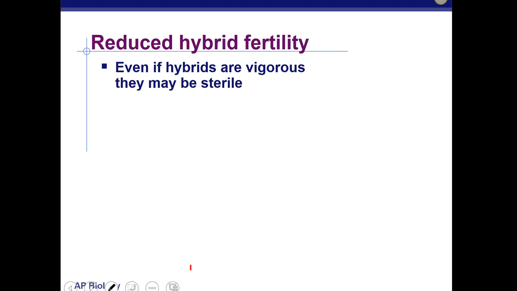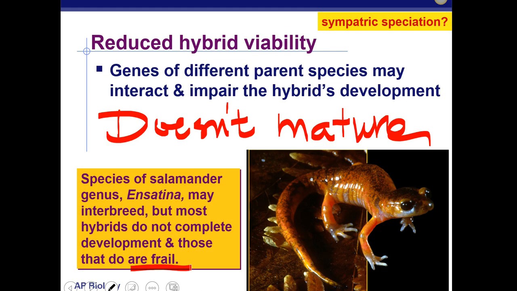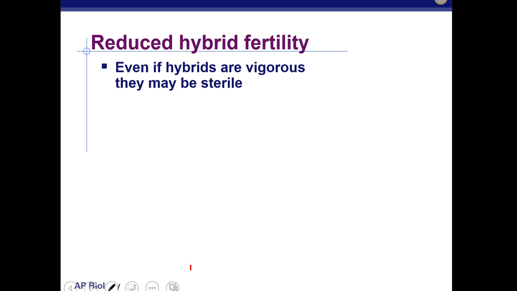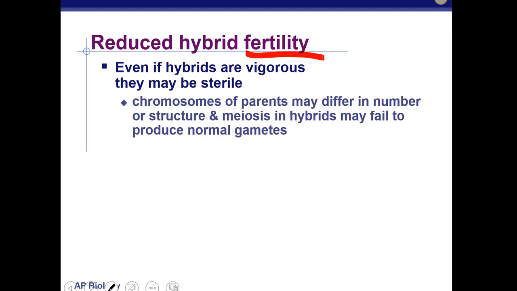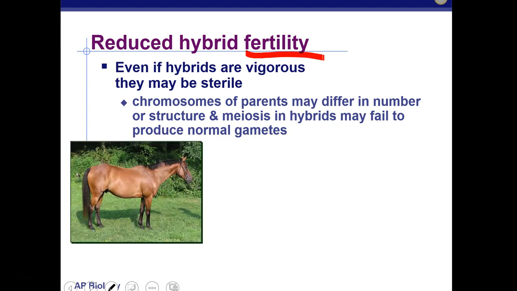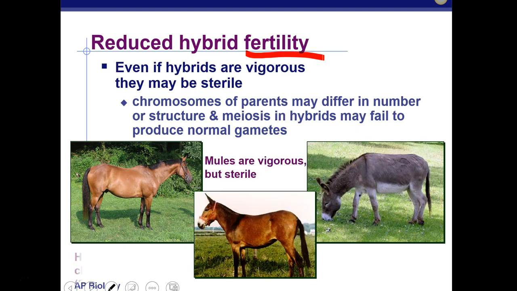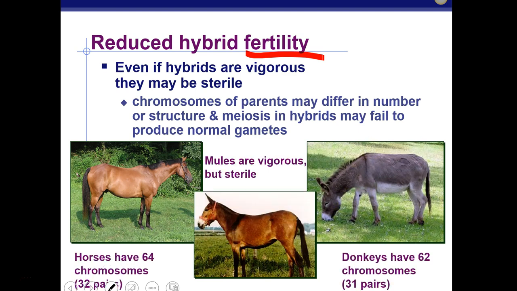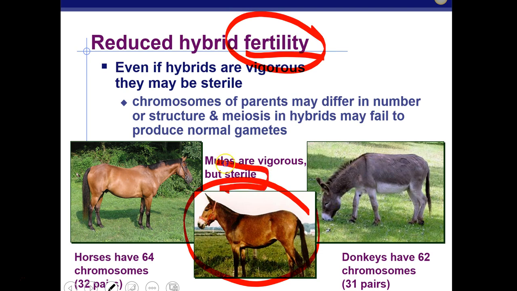Now, reduced hybrid viability versus reduced hybrid fertility. With these ones, the hybrids might not be frail. The example here is if you take a horse and combine it with a donkey, you get a mule. Mules are very sturdy. They're great work animals, but they're sterile. They cannot have offspring of their own. So that's hybrid fertility: the kids can't have kids.